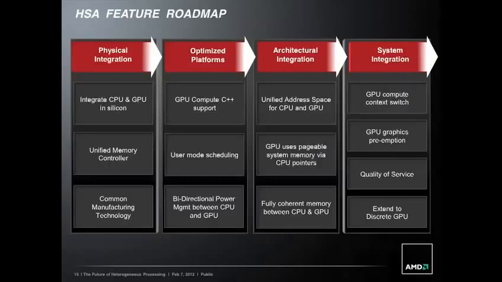Okay. So we have a nice roadmap for achieving that. The first step is physical integration. So we want to integrate both the CPU and the GPU on the same silicon die. We did that. Unified memory controller, we did that. And common manufacturing tool, that's obvious. We can produce both of them that way. So this is done.